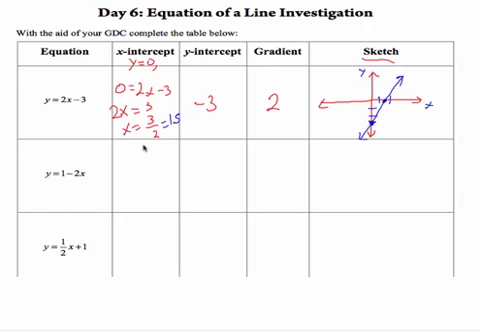So the next example again, you have to let y equals 0 to get the x-intercept. So we do that. We get 2x equals 1. So x equals half is the x-intercept, and the y-intercept is just 1. The slope or the gradient is -2, and we can sketch that pretty easily.